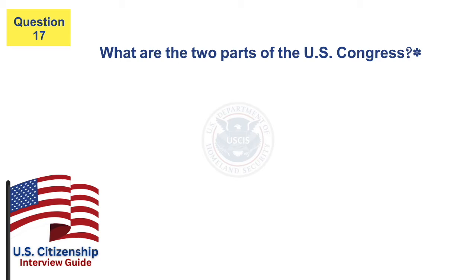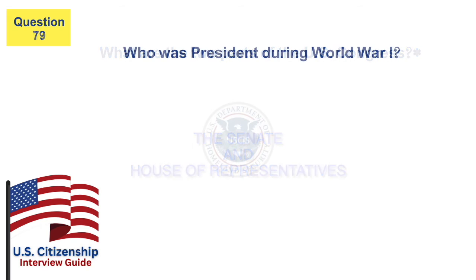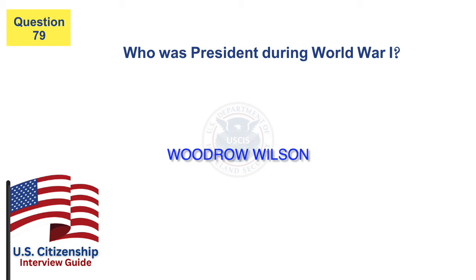What are the two parts of the U.S. Congress? The Senate and House of Representatives. Who was president during World War I? Woodrow Wilson.